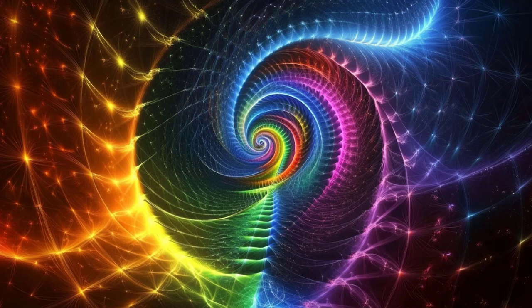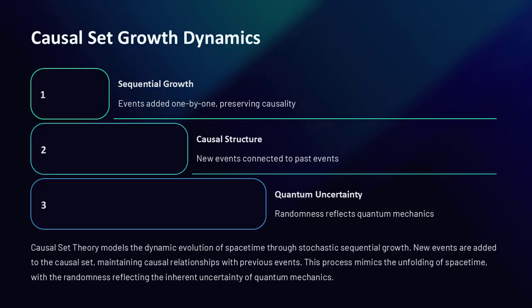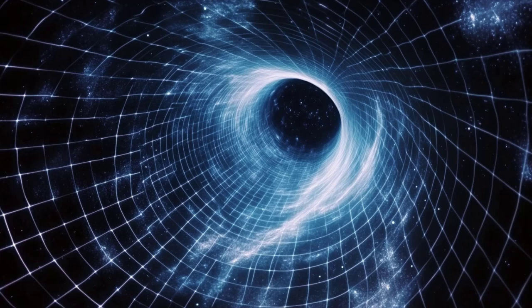It's like two people watching the same movie on different screens. They might experience the scenes at slightly different times due to playback differences, but the sequence of scenes remains consistent for both. CST models the dynamic evolution of spacetime through stochastic sequential growth. Events are added one by one to the causal set in a way that preserves causality. This process mimics the unfolding of spacetime, where new events grow on the causal structure of past events. The randomness in the growth process reflects the inherent uncertainty of quantum mechanics while maintaining a coherent causal structure.